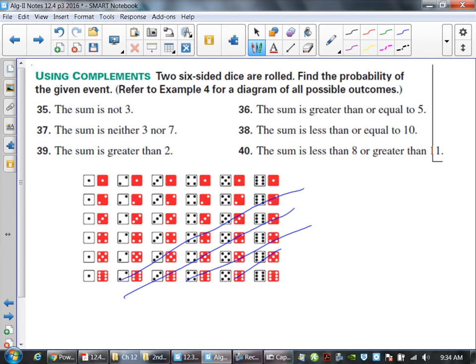Do you have to use a complement, or if it's easy just to count the answer? That's what I was getting at. You don't have to use the complement. And you're right, in a case like this, it is pretty easy just to count it straight out because there's not that many of them.